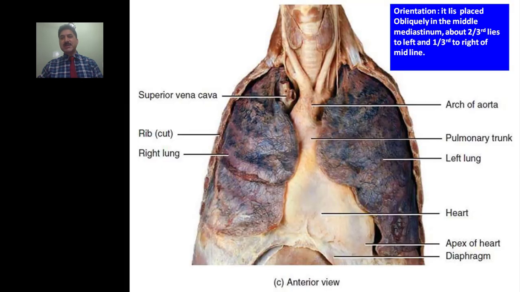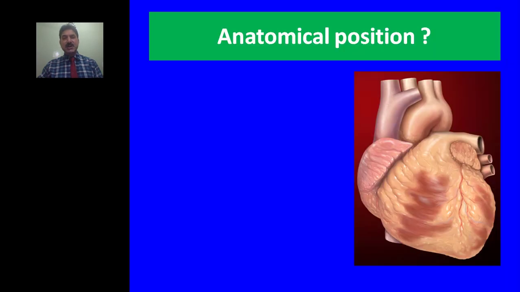What is orientation of the heart? Heart is placed obliquely in the middle mediastinum. About two-thirds of it lies to the left and one-third of it to the right of midline, as shown in this figure. What is the anatomical position of the heart, or how to keep heart in the anatomical position?